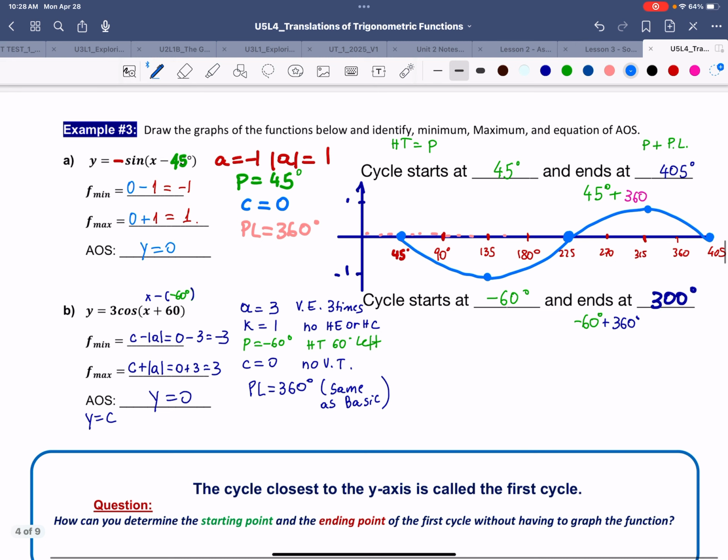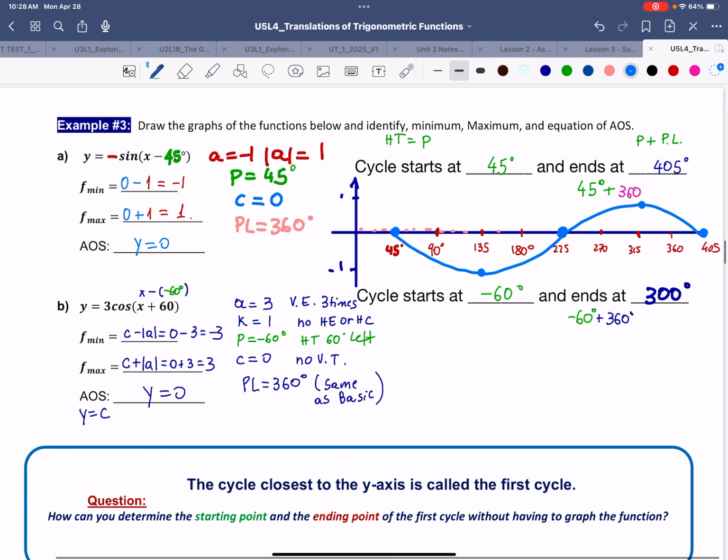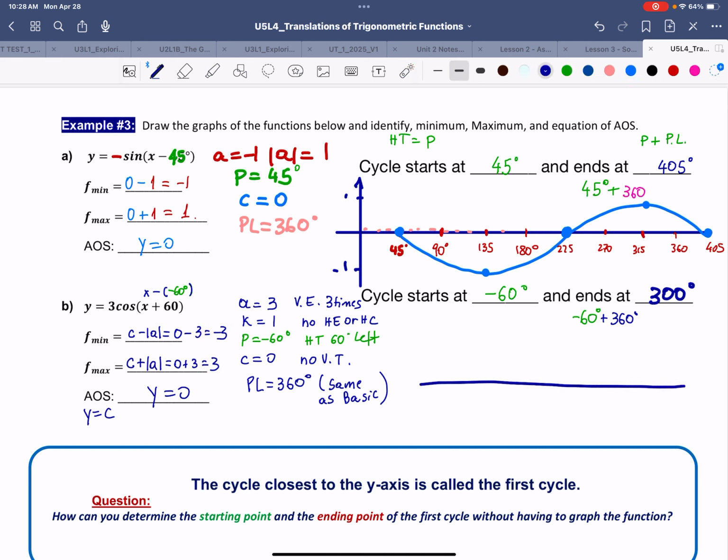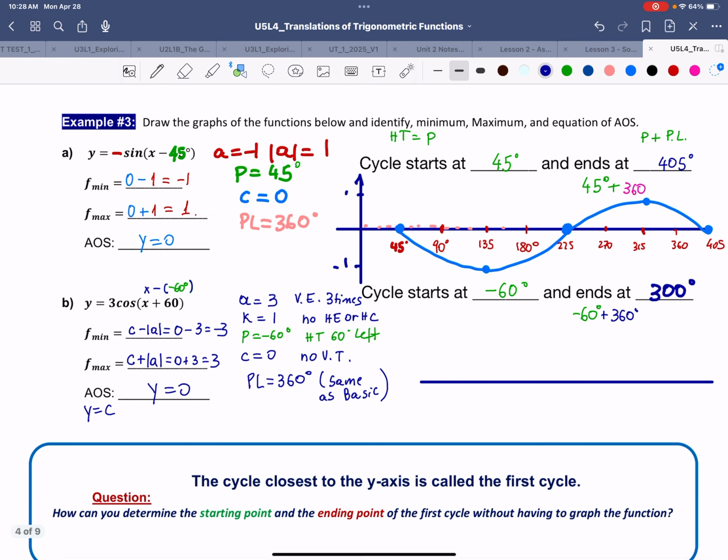Now, in the same way, we're going to draw the graph of 3 cosine (x plus 60). So again, we're going to start off by first identifying the min and the max. They're at opposite values of y, which means the x-axis can sit in the middle. Now we have a horizontal translation to the left, which means that we're going to need a little bit of room on the left side of the graph.